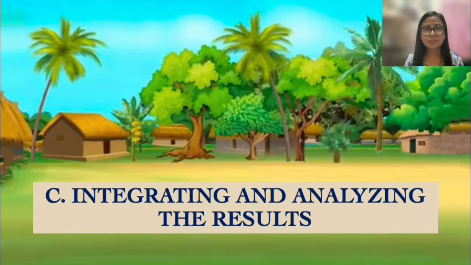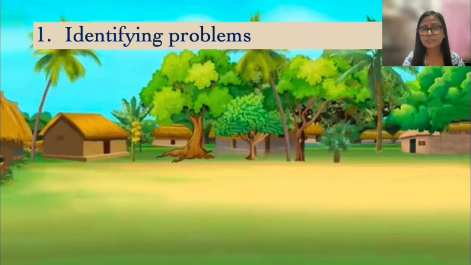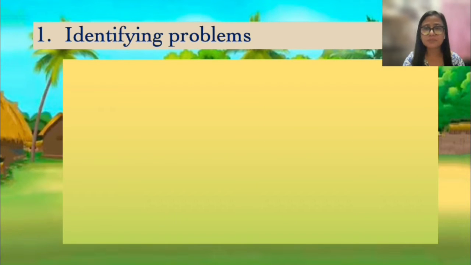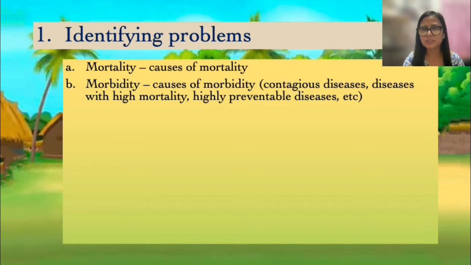So we are now in the third part of the components of community medicine practice, integrating and analyzing the assessment results. After we have gathered our data, we now identify the problems from that data. And what do we usually look out for? The first ones relate to the health of the community, like the causes of mortality, the causes of morbidity, especially contagious diseases or diseases with high mortality, and highly preventable diseases.